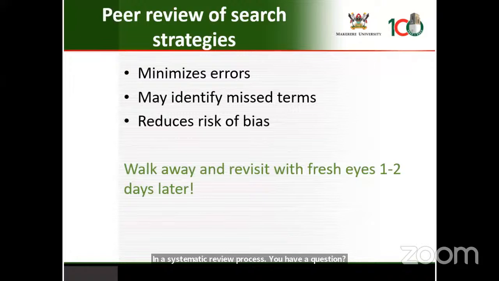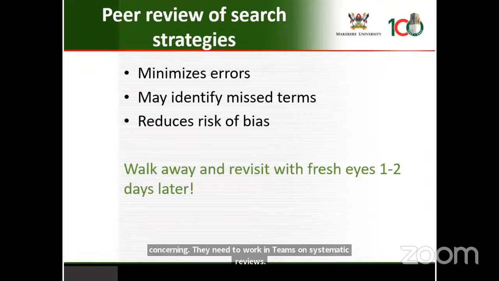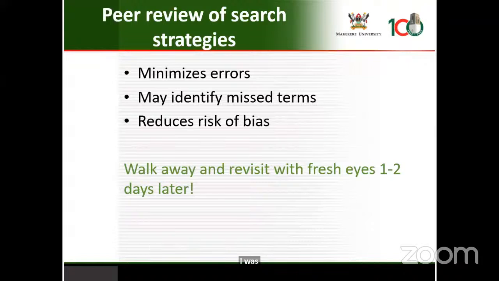Yes. Let's do this. You're going to repeat because people online want to hear your question. Thank you very much. About what you've just said concerning the need to work in teams on systematic reviews, I was wondering if there are graduate students, masters or PhD who have done systematic reviews. Thank you very much. I'm going to ask David. David, do you think you can answer that?